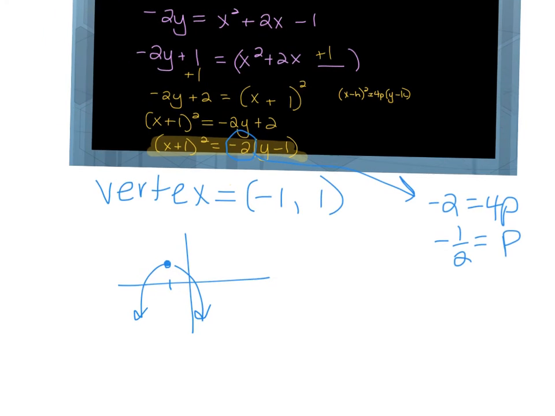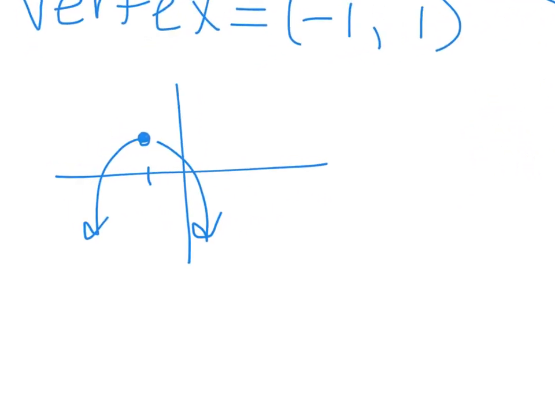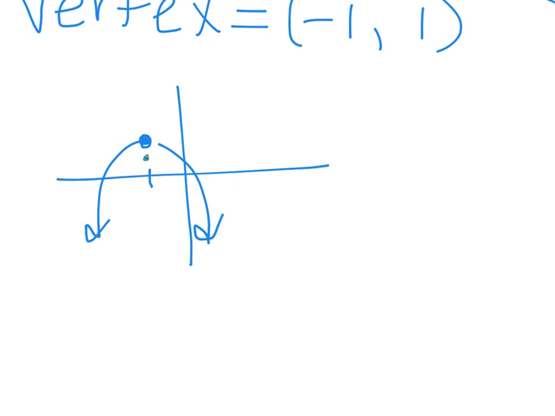So if I wanted to find the focus, I would be going down the distance of P, which means my x is not changing. My x is still negative 1, but my y just got decreased by 1/2. So if my y was positive 1, 1 minus 1/2 is 1/2, and that's my focus. So I basically just did K minus P because it's moving down.